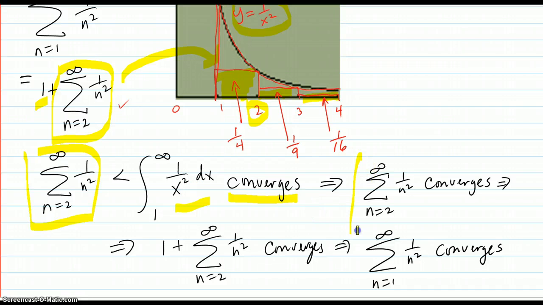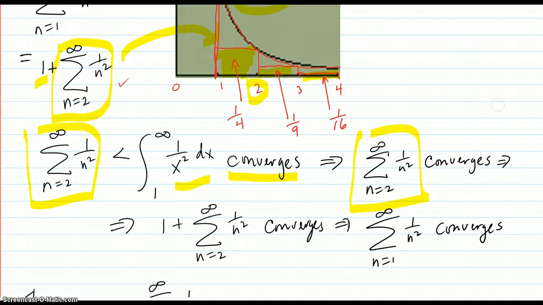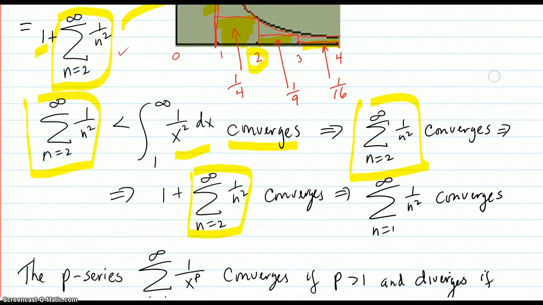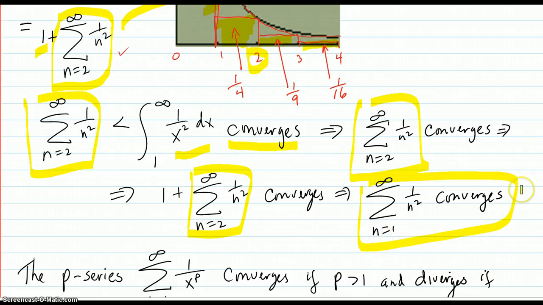That means that this series starting at 2 converges, and that implies that 1 plus that converges, because if you just add 1 on to whatever this converges to, that's going to be the new value that it converges to. So the entire original series starting at 1 converged.